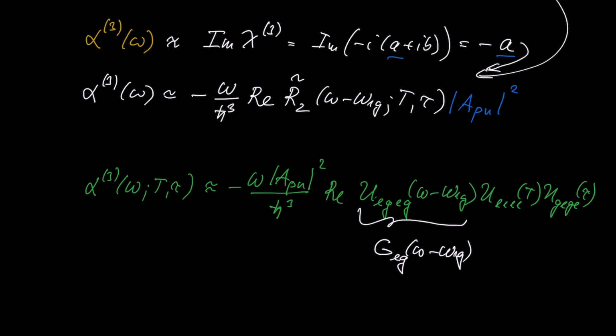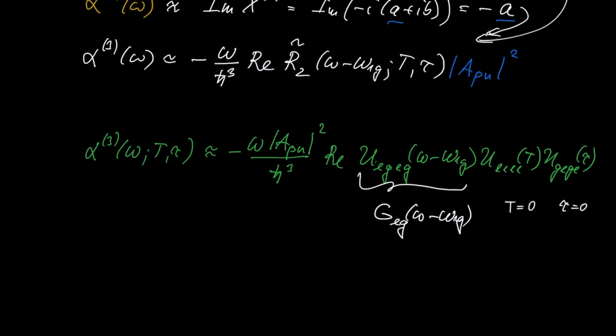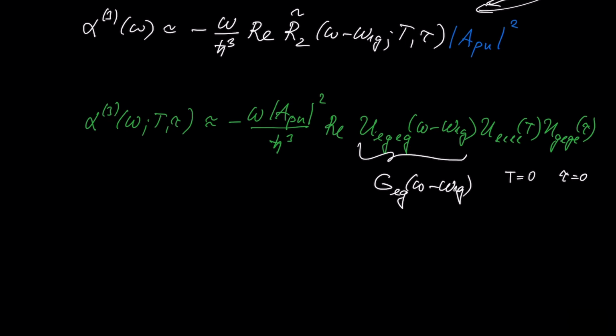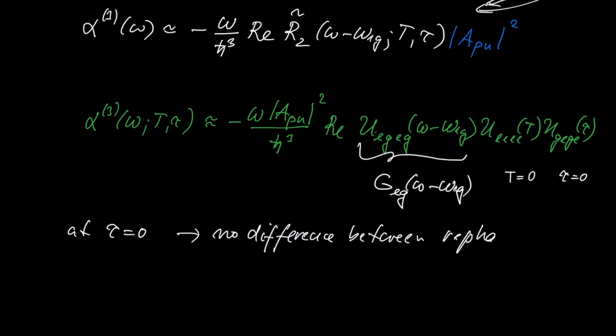In principle, we can also set t equal to 0 and tau equal to 0, and that would tell us that the differential absorption is perfectly proportional to the absorption spectrum of the system, because at t equals 0 and tau equals 0, UEE and UGE, GE, they are unities. Also, at tau equals 0, there is no difference between rephasing and non-rephasing signals.